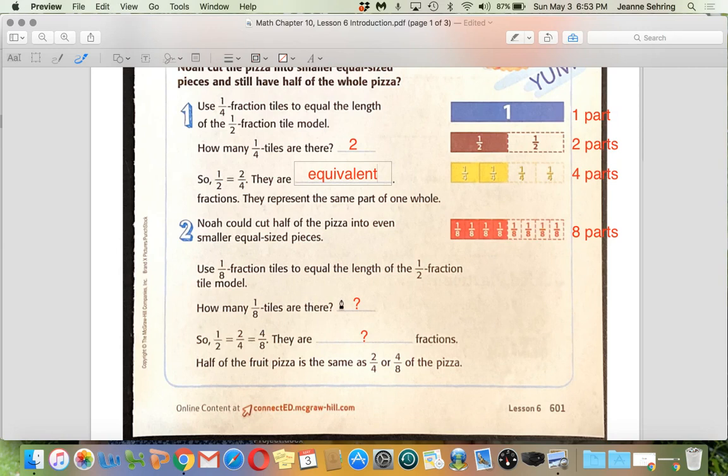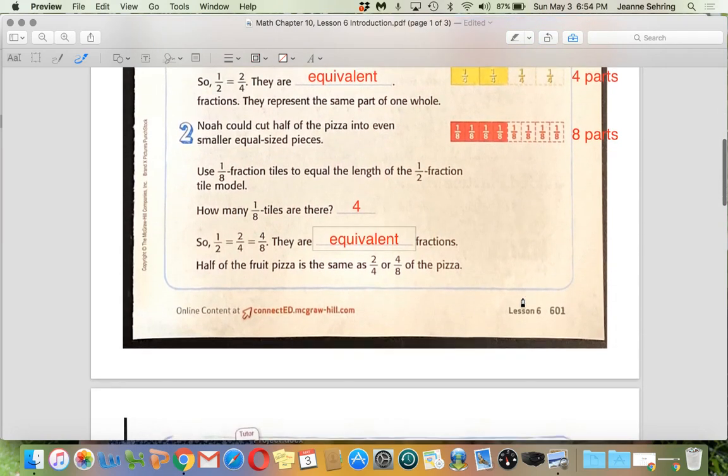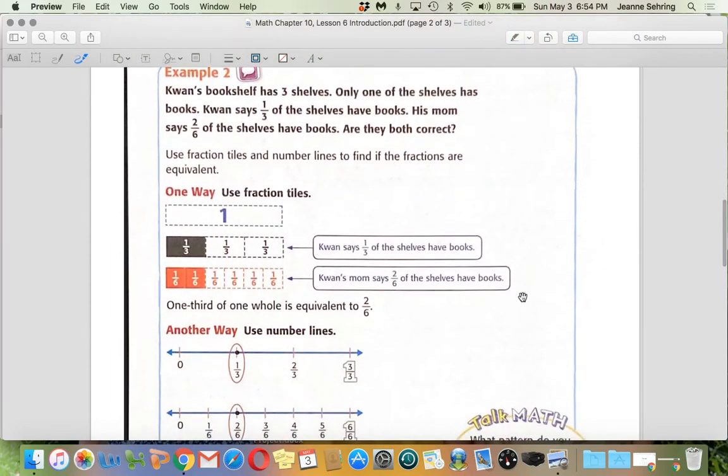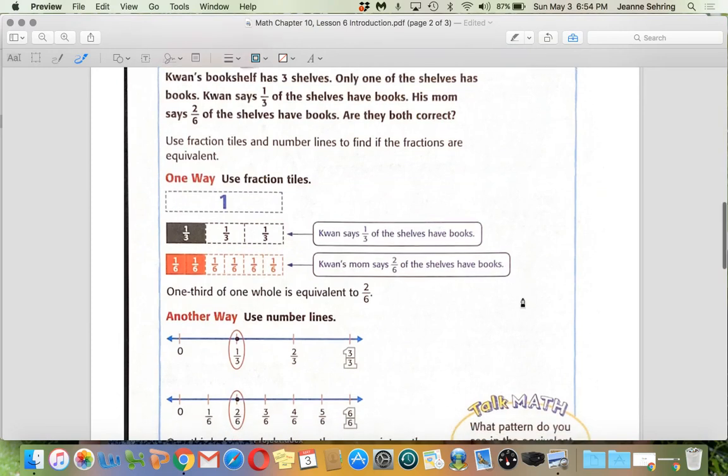So how many 1/8 tiles are the same as the 1/2 tile at the top? 4. Four 1/8 tiles equal two 1/4 tiles and one 1/2 tile. So 1/2 equals 2/4 equals 4/8. They are all equivalent fractions, or fractions that are equal. Make sense? It's a little bit more to think about than some things that we've been doing lately, but you guys are such smarty pants. I know you guys are going to get it.